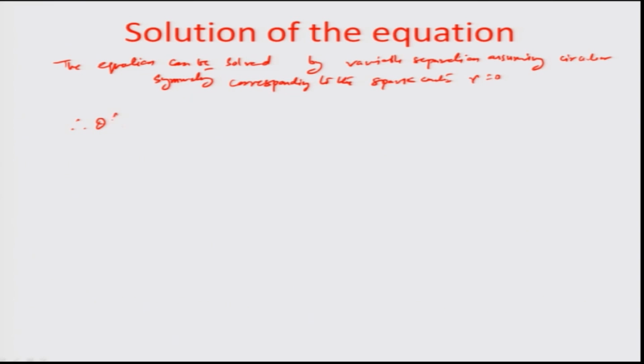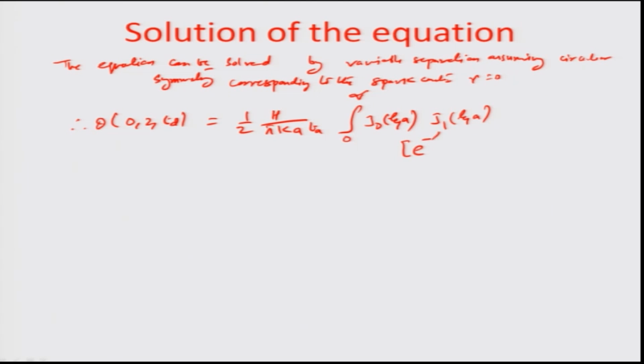we have theta at 0, z, Td equals half h by pi k times a times Td, integral 0 to infinity, Bessel function of dummy variable zeta a of index 0 times the first Bessel function of zeta a times e to the power of minus zeta square times the error function of second kind of the term z by twice root of alpha Td minus zeta root of alpha Td, d zeta by zeta. Zeta is the variable of the integration here.